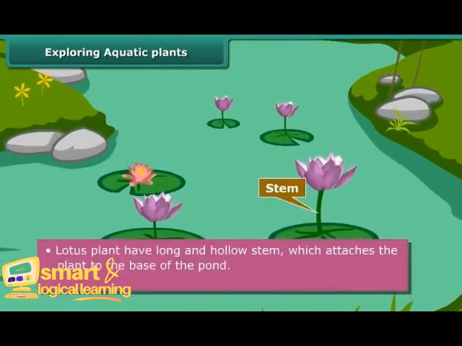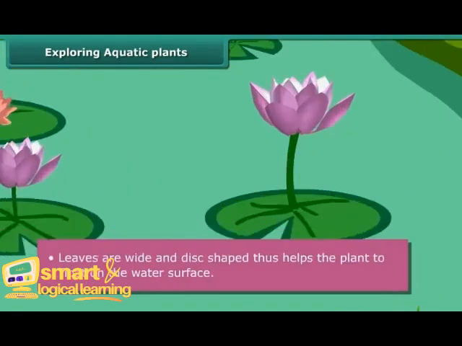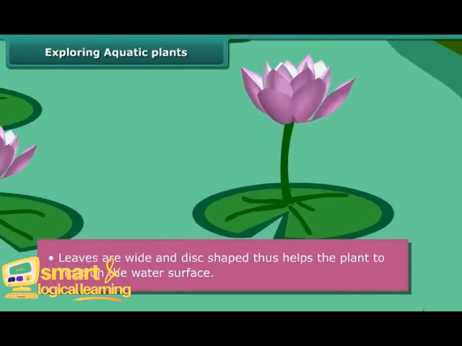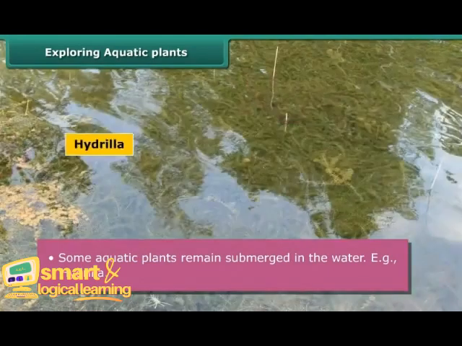Lotus plants have a long and hollow stem, which attaches the plant to the base of the pond. Roots are short. Leaves are wide and disc-shaped, which helps the plant to float on the water surface. Some aquatic plants remain submerged in the water. For example, hydrilla.